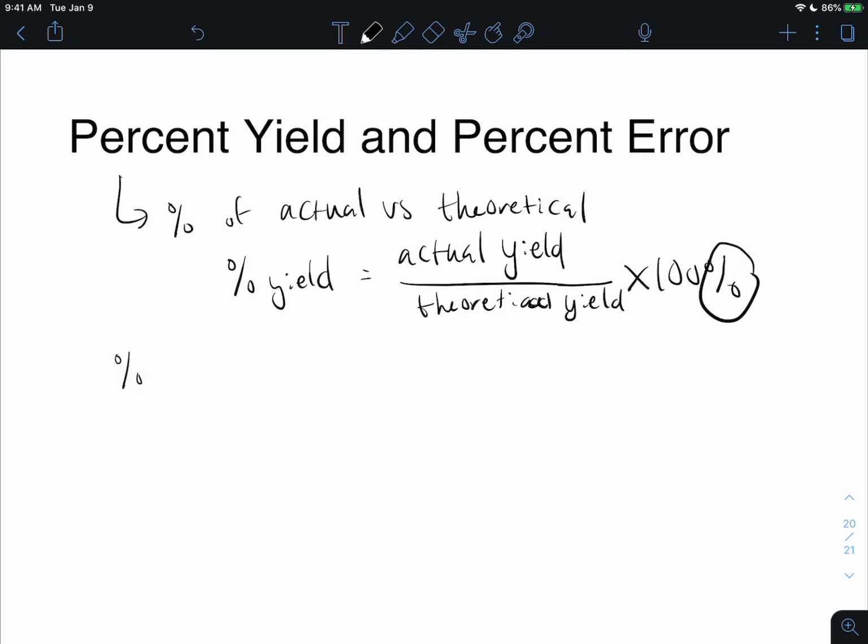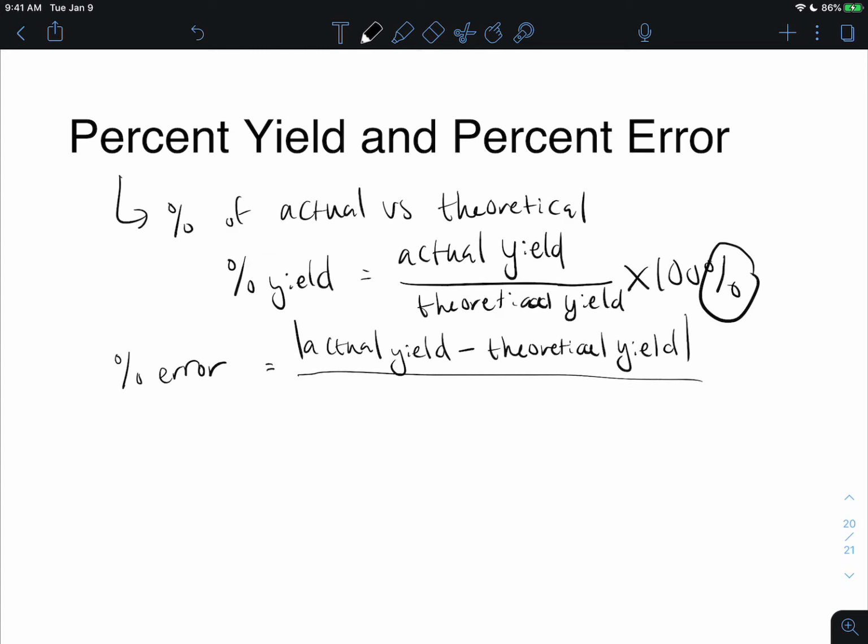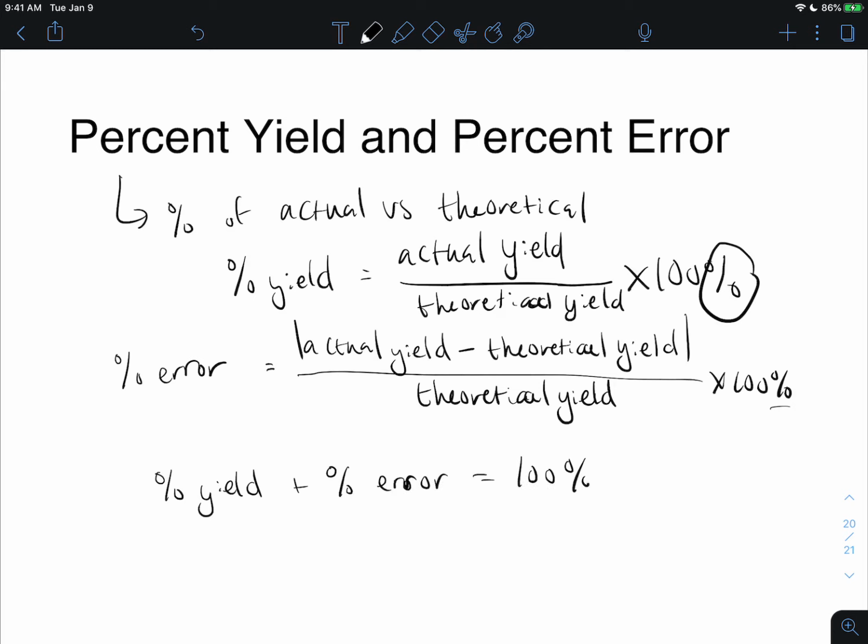Next is our percent error. So how much error there is in the measurement, an expression of the difference between the measured value and the actual value. This is going to be equal to the absolute value of actual yield minus theoretical yield, over theoretical yield, times 100%. Again, it doesn't matter whether our yield is in grams or moles. It will give you a percentage at the end. And as a note, percent yield plus percent error will give you 100%. So together, they give you 100%.